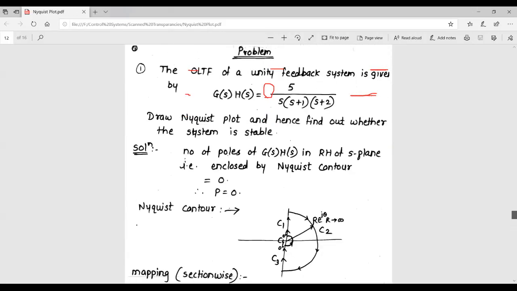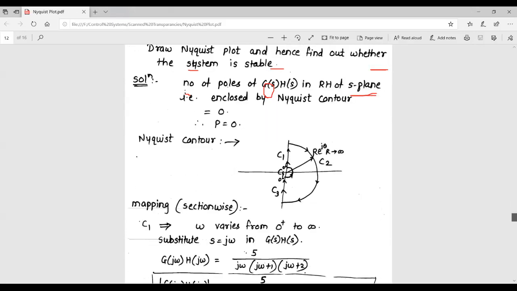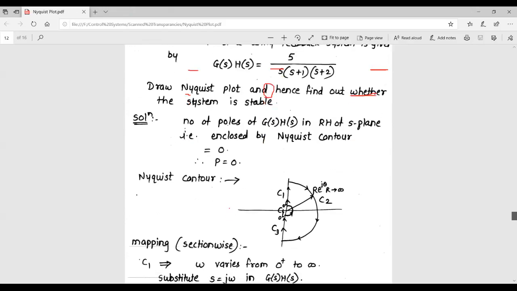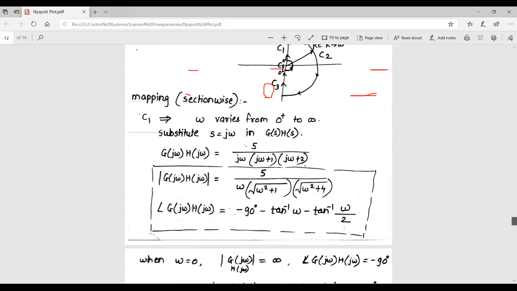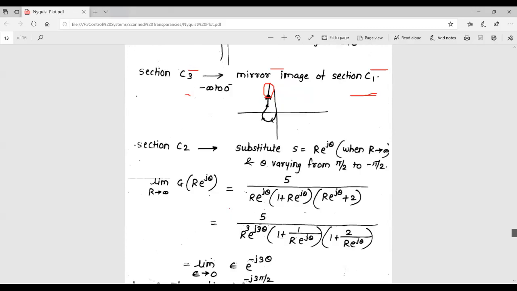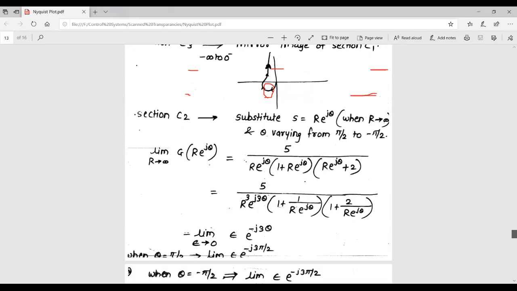Okay, now section C2 is the larger semicircle consisting of the complete right half of the S plane. Now the magnitude is r e raised to j theta. So for section C2, substitute S is equal to r e raised to j theta.